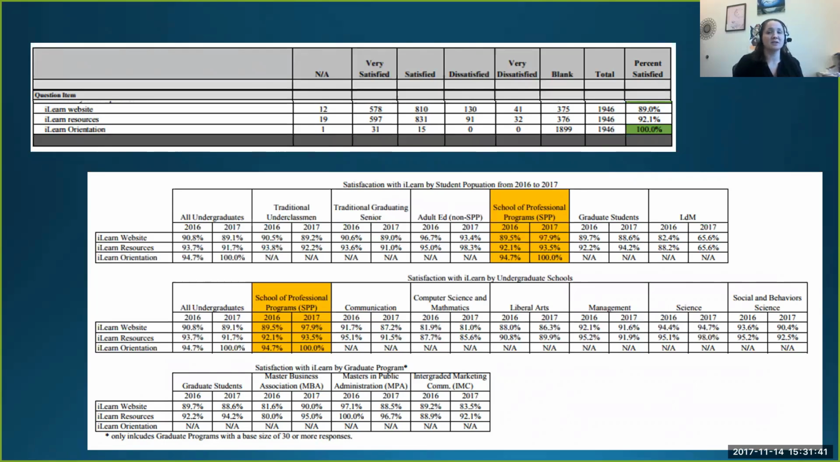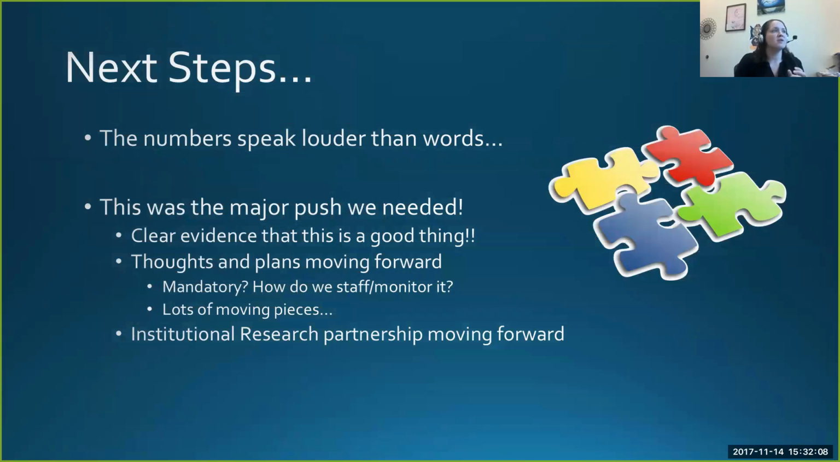Now, of course, those are just me getting super excited about these numbers and knowing that we here at Marist, specifically in our office, are having institutional impact. So that was really exciting to see. So what does that mean? Obviously it means a lot to me. I'm like, yes. But what does that mean for our office? And what does that mean for Marist? And what does that mean for IT and ILearn? So moving forward, those numbers specifically speak louder than words.